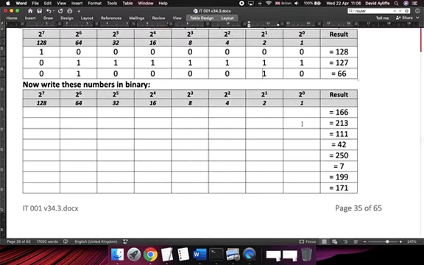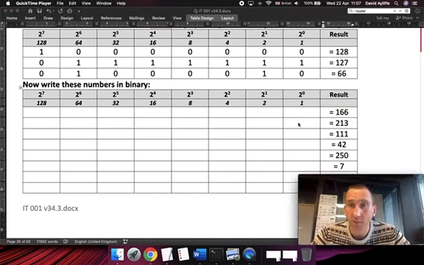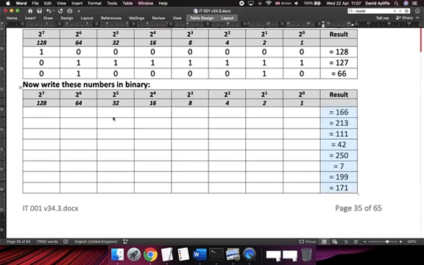Right, okay, now, try to write these numbers in binary. Okay, so these are all decimal numbers. Can you write these in binary? Again, pause the video and you can resume when you're ready to check with me. Okay, so 166.